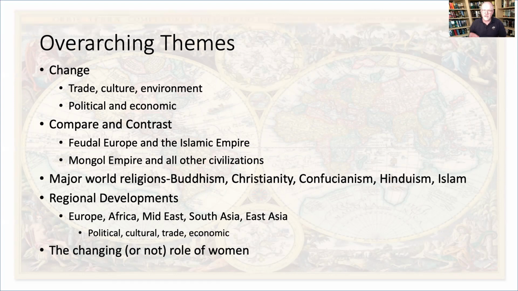The book basically goes across the different regional developments, right? Looking at Europe, Africa, the Middle East, South Asia, East Asia. In particular, at this point, they're looking at the political developments, the cultural developments, and most importantly, the trade and economic developments at this time.